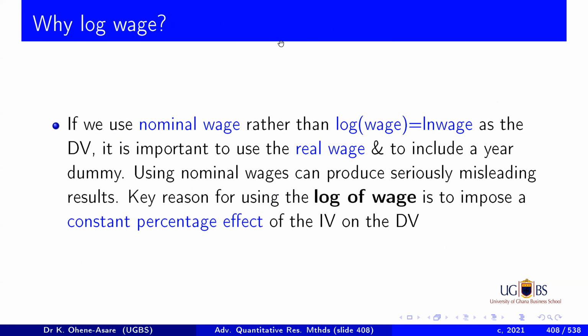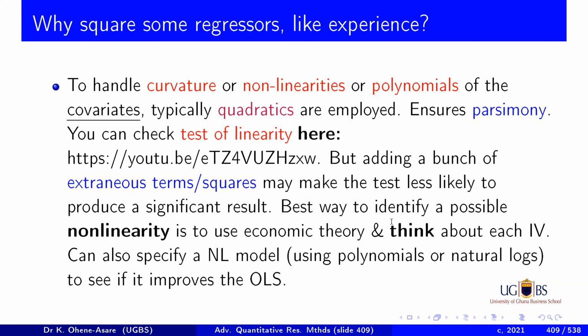Now, some of the variables we took the log of, but some of the variables we also took the squares of. We'll come back to that. So you have this point there: the key reason for using the log of wage is to impose a constant percentage effect of the independent variable on the dependent variable. All right, so let's go to squares.